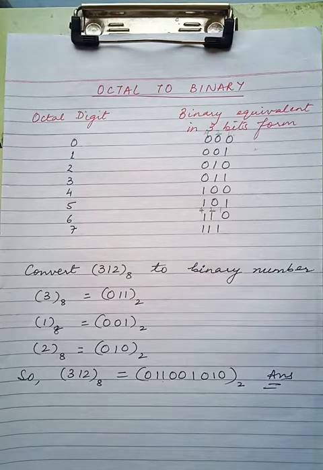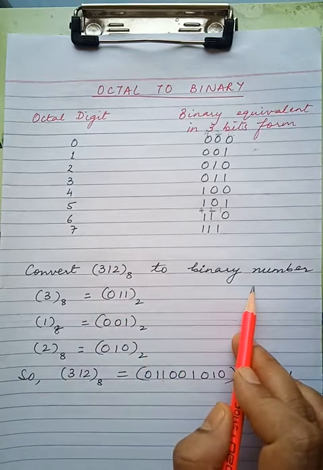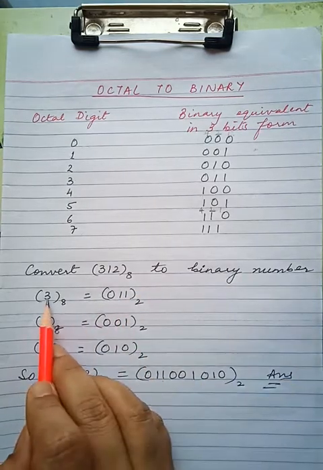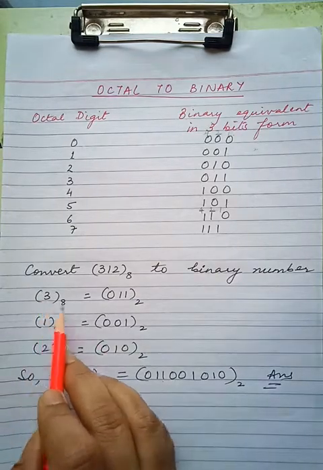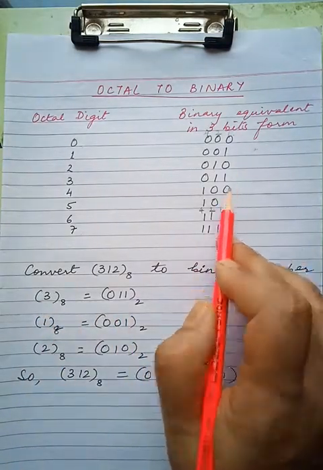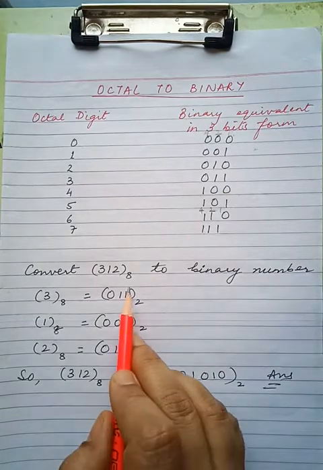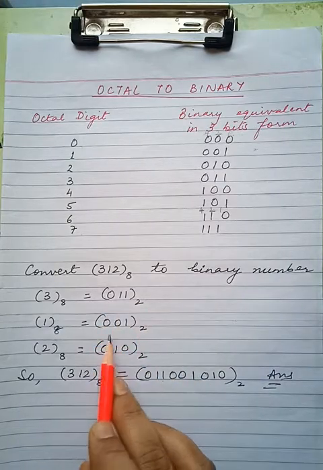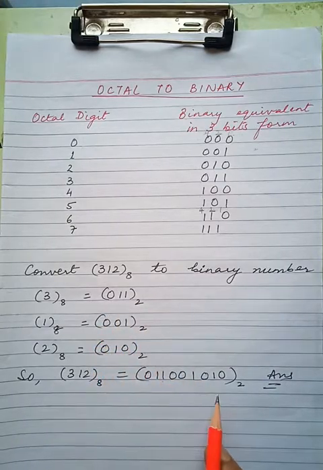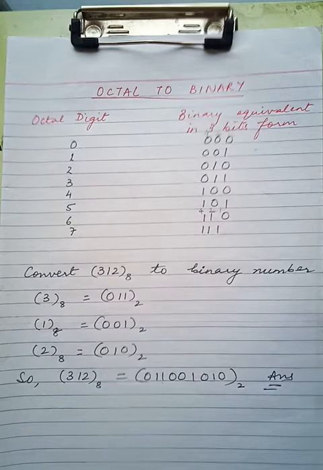Let us take an example. Convert 312 base 8 to a binary number. Separate the digits: 3 base 8, 1 base 8 and 2 base 8. 3 can be written as 011 as seen from this table, 1 as 001 and 2 as 010. Now combining them together and writing them here, we write 011, 001 and 010. This is the binary equivalent of this octal number.